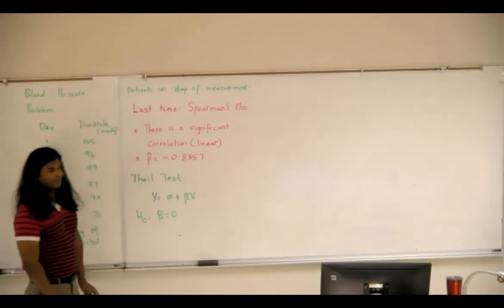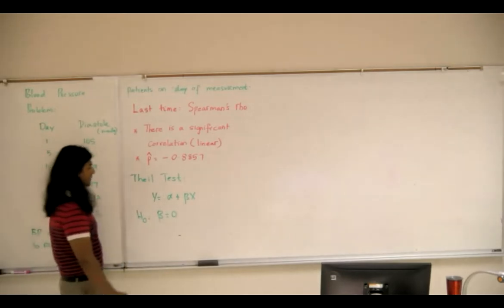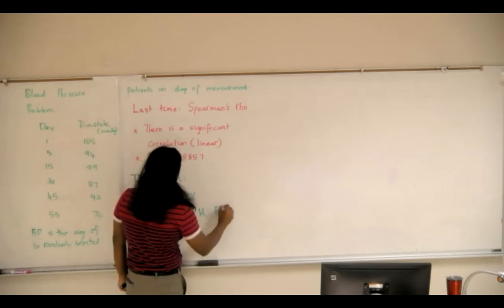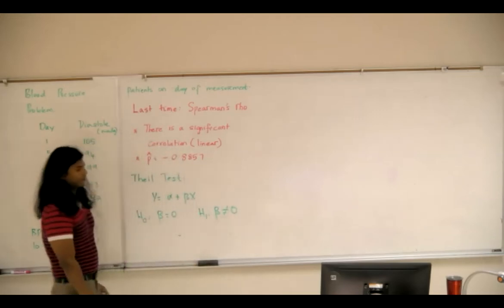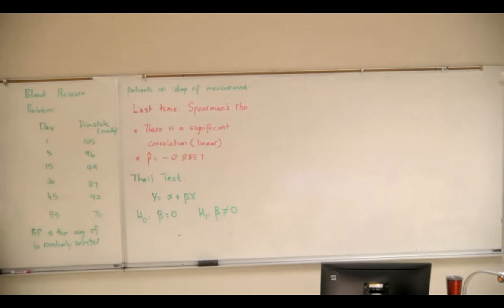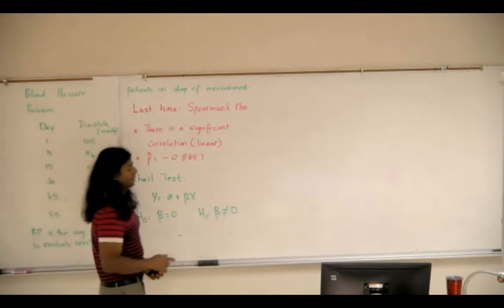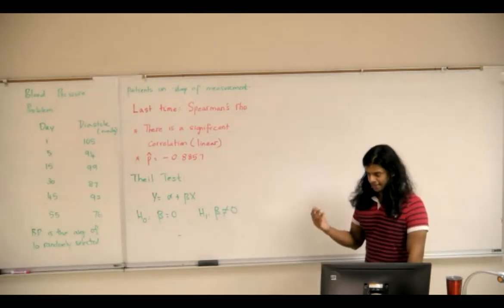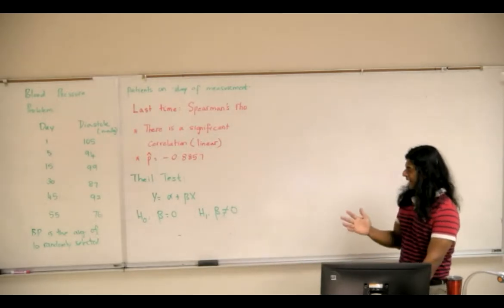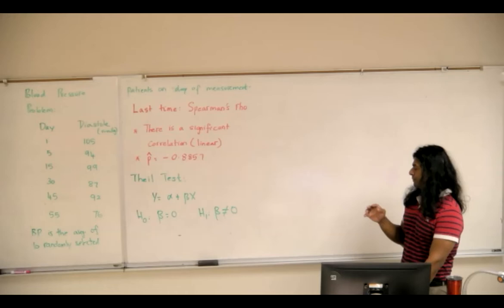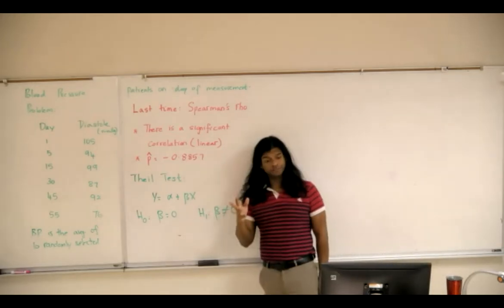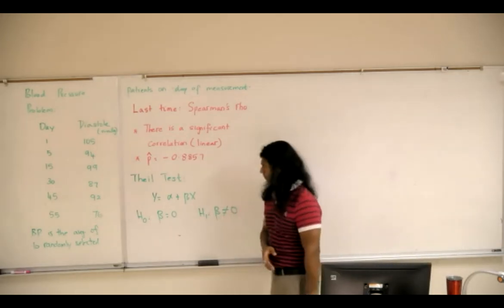So the null is beta equals 0. The alternative, beta not equal to 0. What do we expect to happen? I expect to reject the null with the Theil test. We'll see if that happens. The procedure for the Theil test is related to Kendall, not Spearman.